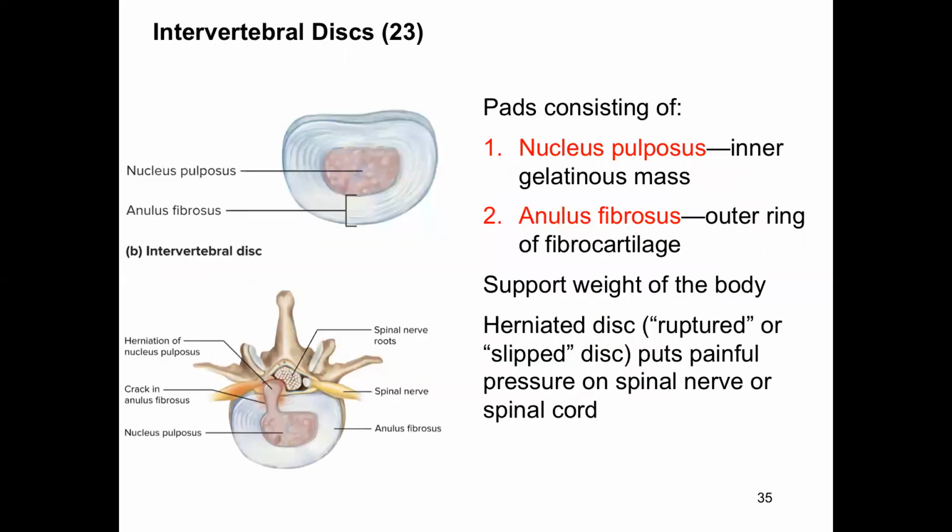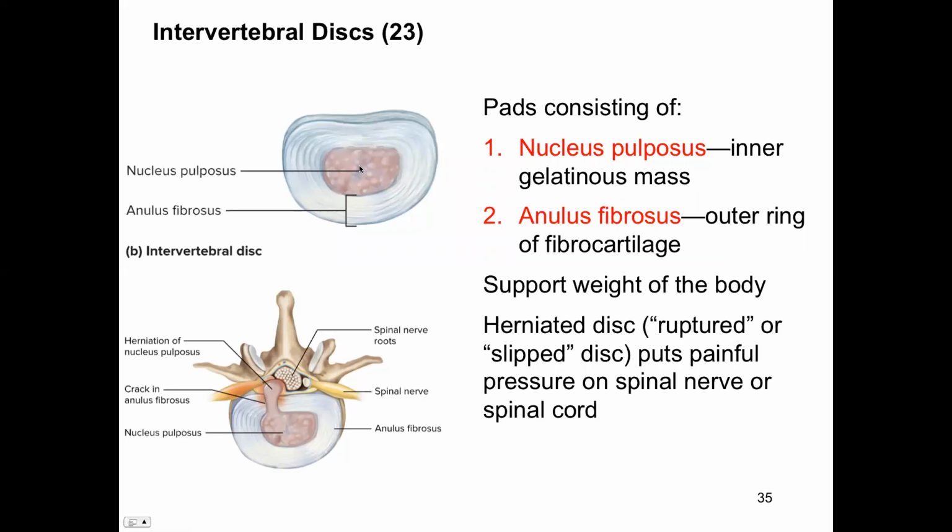Now, intervertebral discs, you have 23 of them. And what do they actually look like? We said they're fibrocartilage, but in the middle there's this sort of jelly-type thing, a gelatinous mass. The middle part is called the nucleus pulposus. I'm not good with my Latin. And then the annulus, and annulus always means a ring. So the annulus fibrosus is your fibrocartilage on the outside.